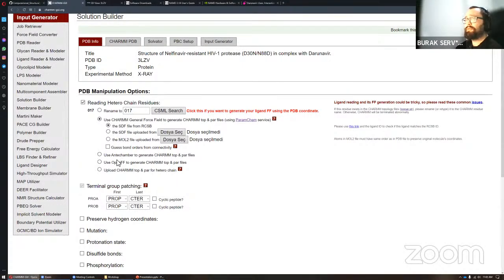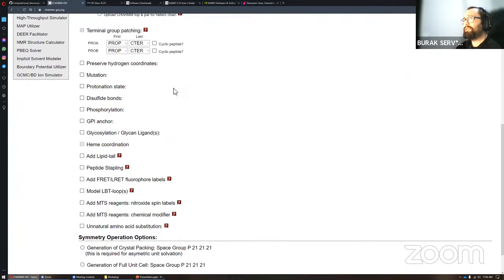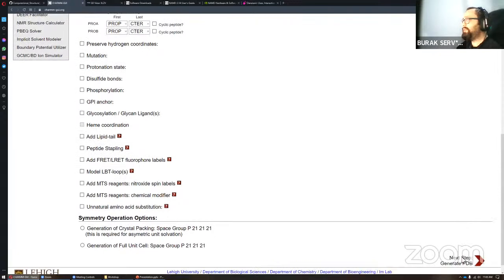For this part, you can upload an SDF or mol2 file for this small ligand, but in CHARMM-GUI, in the CHARMM-GUI libraries, this darunavir is in the database, so we can use the CHARMM General Force Field to generate this part, and we can continue with these options. But when you create a new ligand, you should upload SDF or mol2 files to create topology and parameter files for your small ligands. Then we're going to continue with the same options, and I don't want to select the other features.